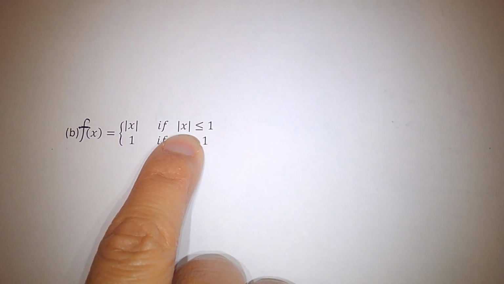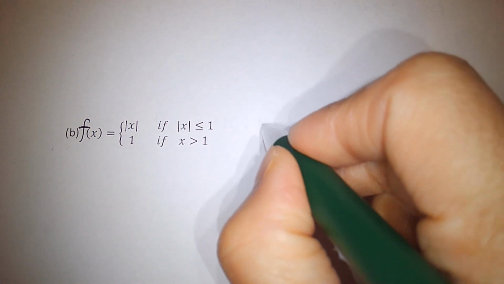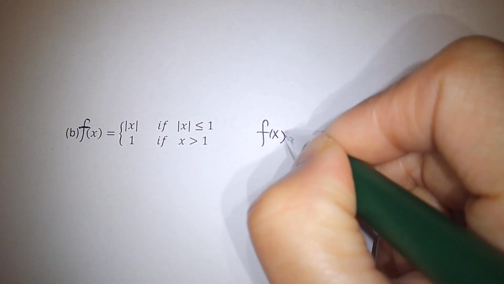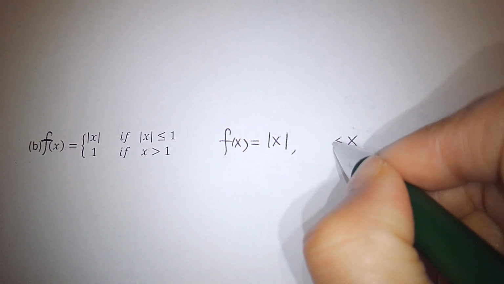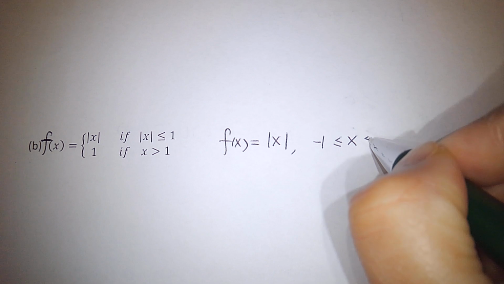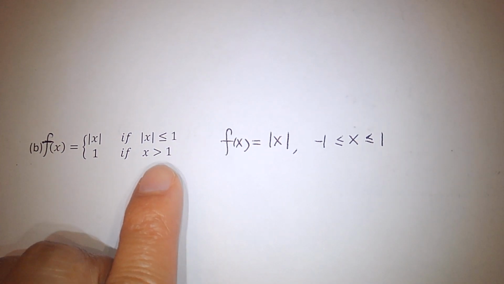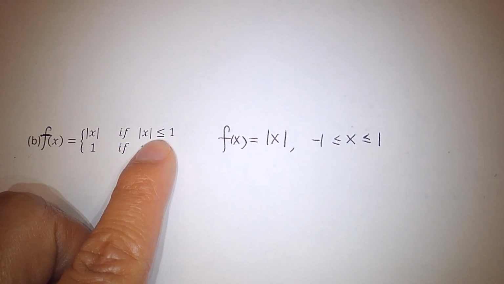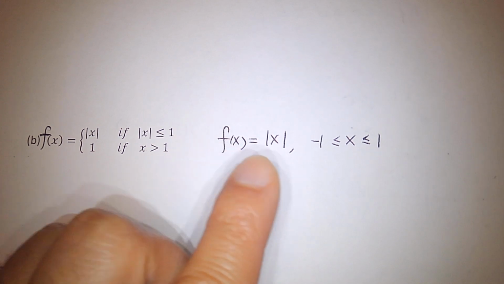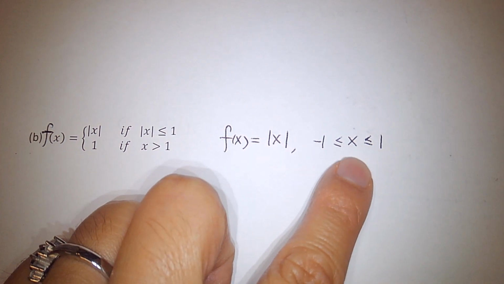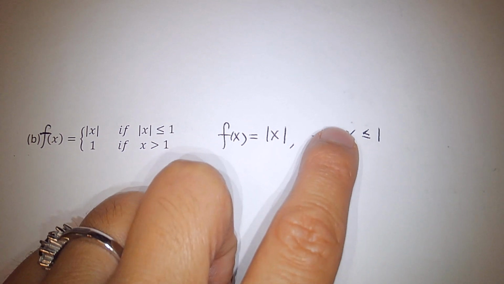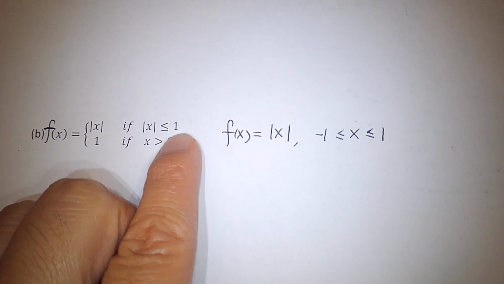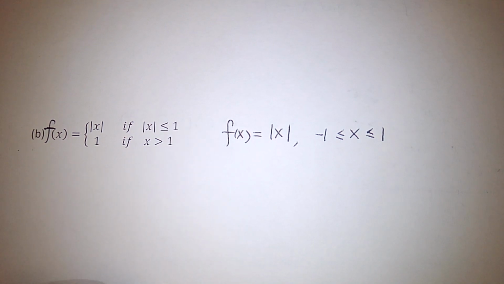Two pieces. The first piece is f of x equals absolute value of x when x is between what? Negative 1 and 1. Why? Because the absolute value of x is less than or equal to 1, it gives us x varying between negative 1 and 1. All of these x values between negative 1 and 1 satisfy the absolute value being less than or equal to 1. That makes sense, right? So this is the first piece.